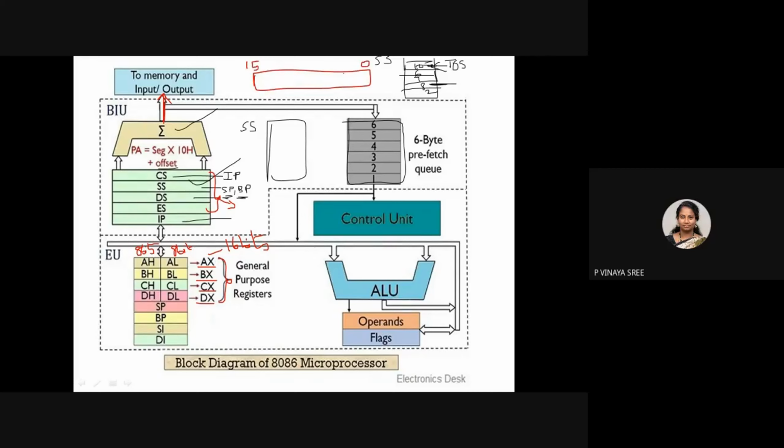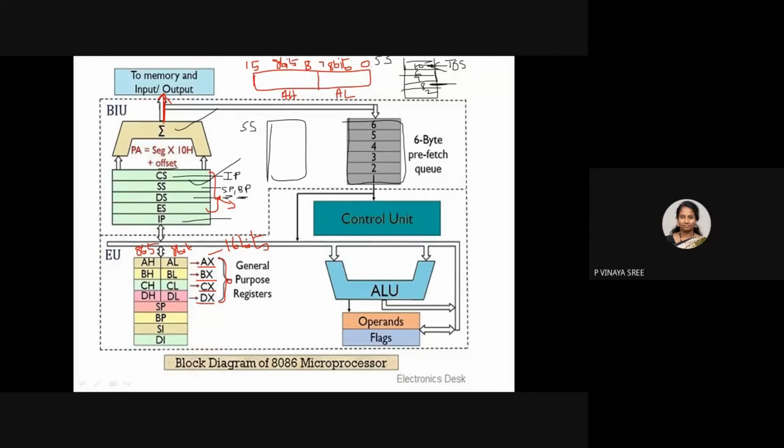So 8 bits means 0 to, is it 0 to 7 or 0 to 8, ma'am? 8 bits means 0 to 7. 0 to 7, and 8 to 15. So this will be of 8 bits and this will be of 8 bits. 8086 has the advantage of accessing either an 8 bit or a 16 bit. So here I am converting this as lower order bits, AL and AH. Lower order bits means it is from 0 to 7. Higher order bits means it is from 8 to 15.